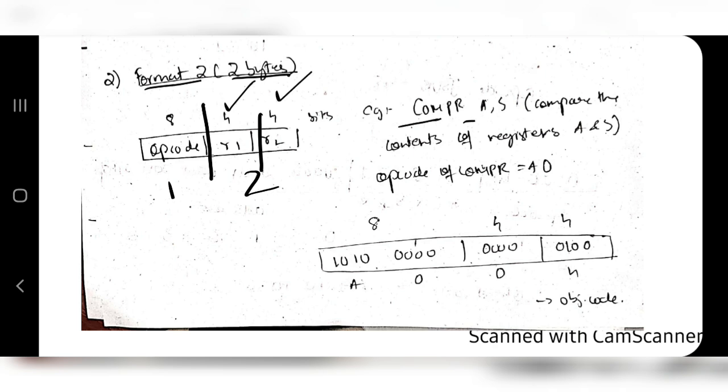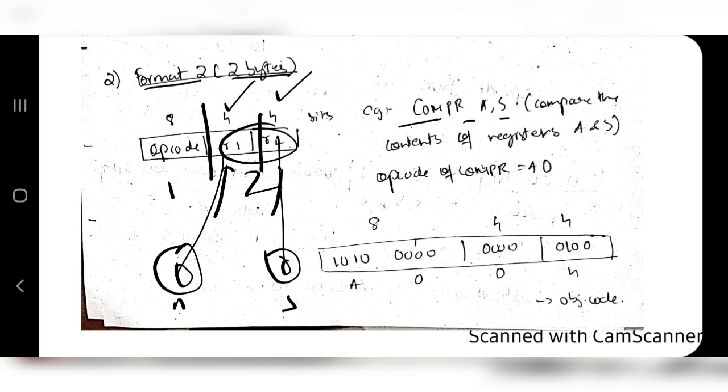Okay, like compare A comma S. So A's value will be stored here, S's value will be stored here. A means A's register, whatever value is stored in A's register. S register, whatever value is stored, that will be stored here, and that will be compared. And what I have to do, either I can add, compare, subtract, multiply, everything I can do, right? What is the exact instruction, that will be specified here.